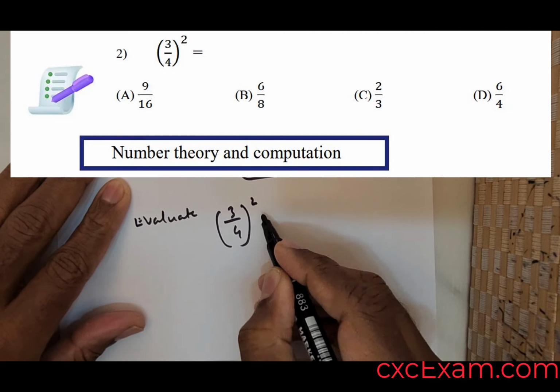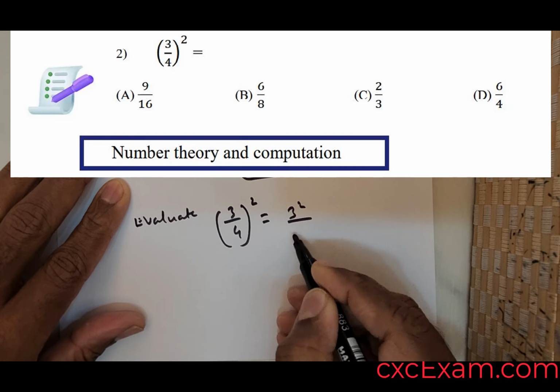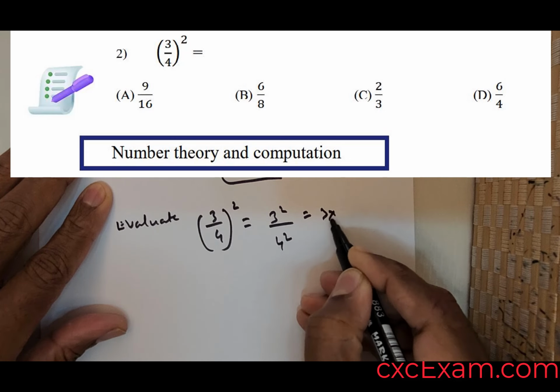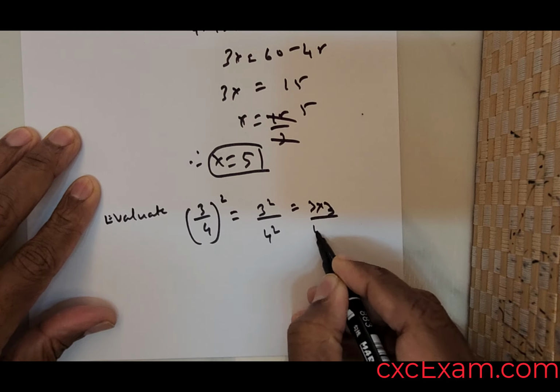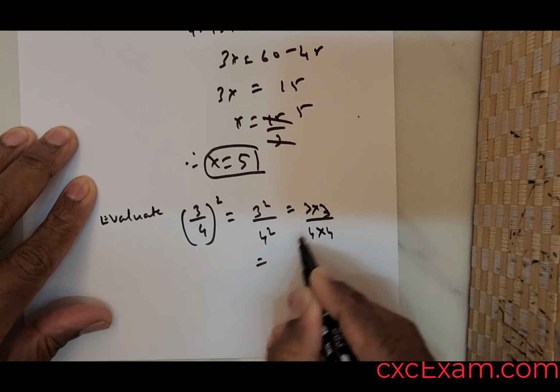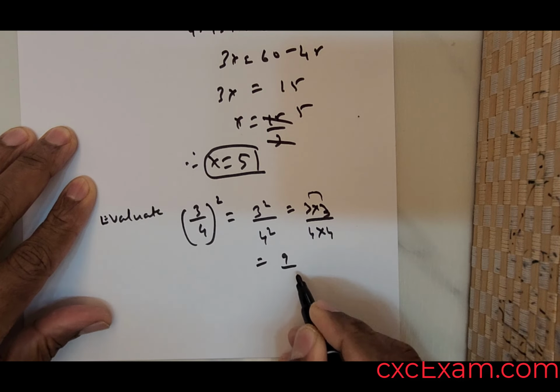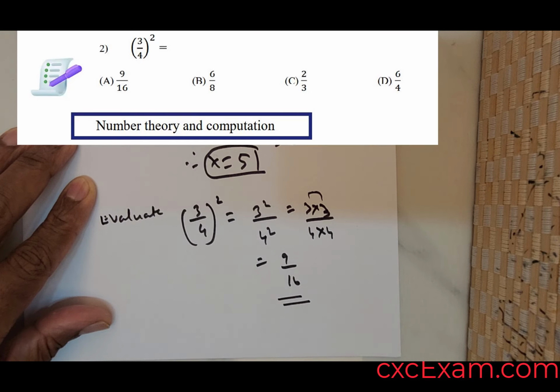Evaluate (3 over 4) squared. This is nothing but 3 squared over 4 squared. 3 squared is 3 multiplied with 3. 4 squared is 4 multiplied with 4. 3 into 3 is 9. 4 into 4 is 16. So this is the solution for this question.